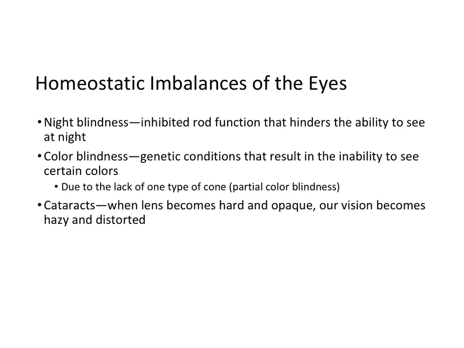Other things that can affect eyes include light blindness. This is when you have inhibited rod function. Remember, those are the ones that allow you to see in low light and with peripheral vision. So if you have inhibited rod function, sometimes you can't see as well at night. Color blindness, like we talked about before, is a genetic condition, and it results in the inability to see specific colors, and it's because someone is missing one of the types of cone cells that allow you to see the different wavelengths of light. And then cataracts are when lenses become hard and opaque, and that causes vision to become hazy and distorted.